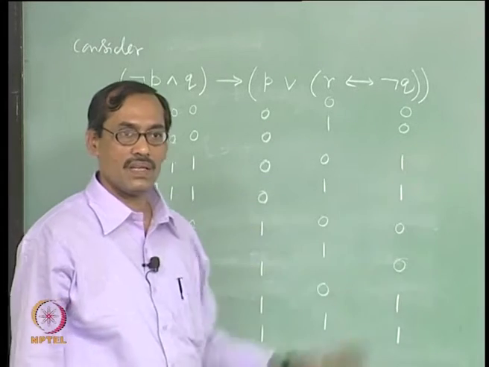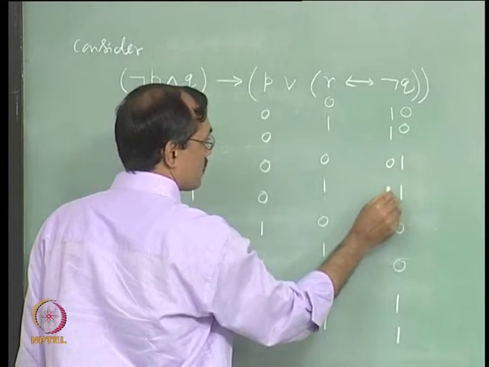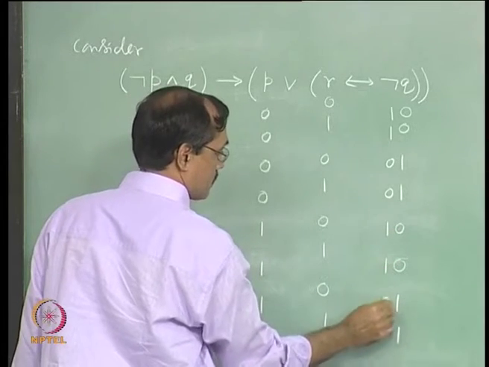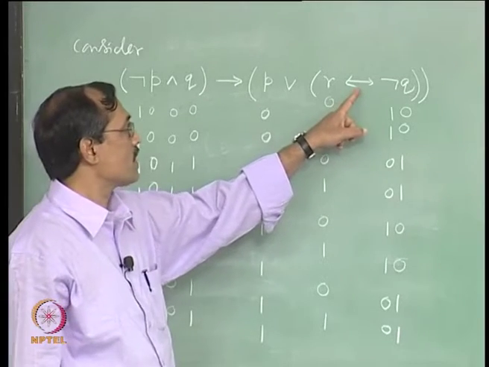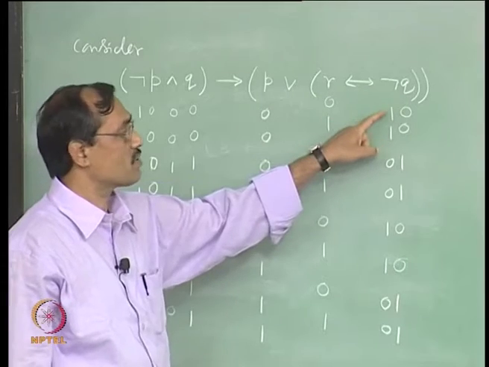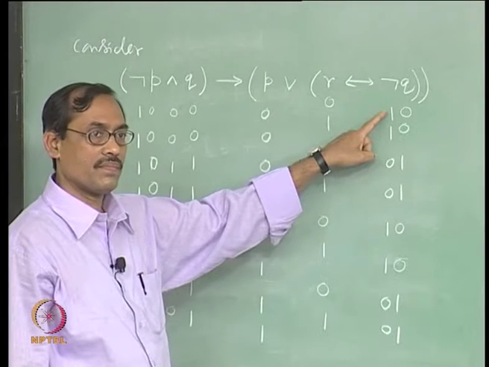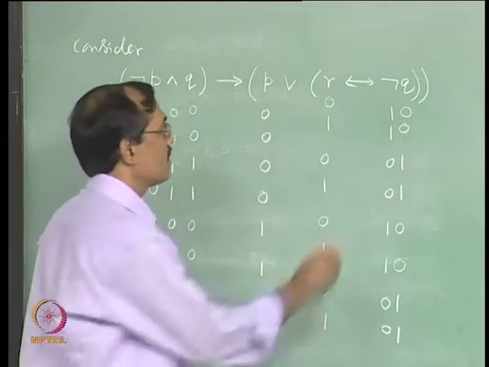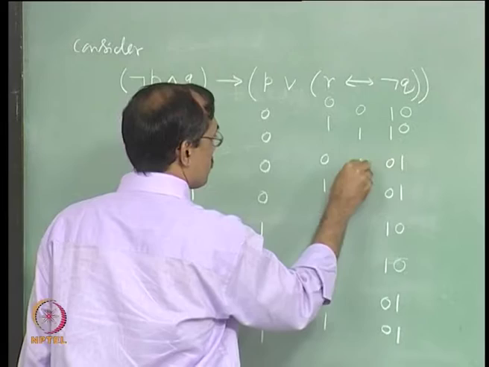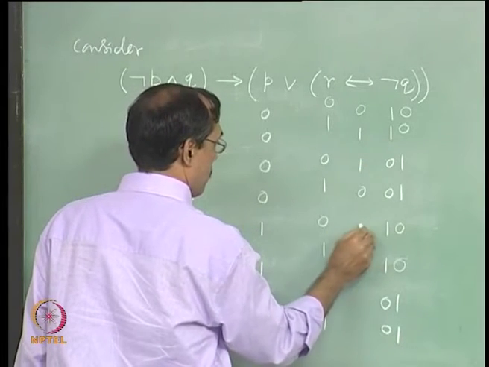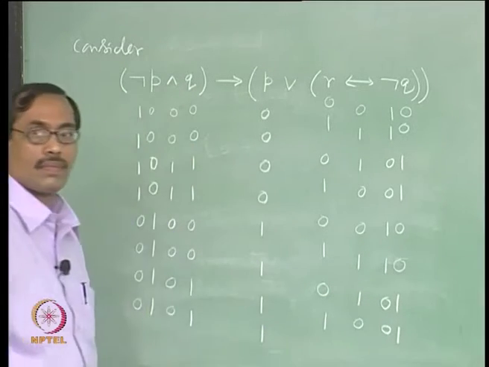Next, I have to do similarly here. Now, first not q, so that changes the truth values. Okay. Now, if and only if between this column and the last but one column, that is your not q. So, that becomes 1 when they are the same, otherwise they are 0. So, this becomes 0 and 1, that gives 0, 1 1 is 1, 0 0 is 1. All right.